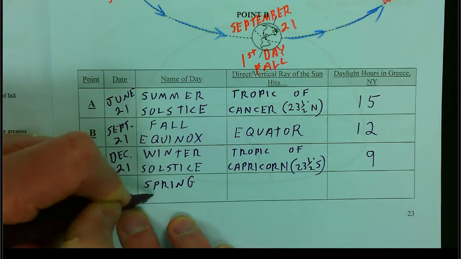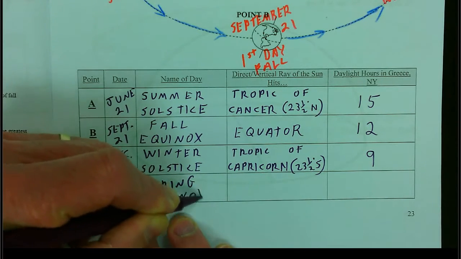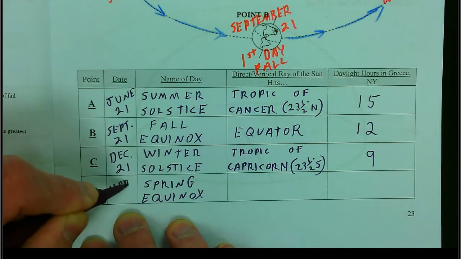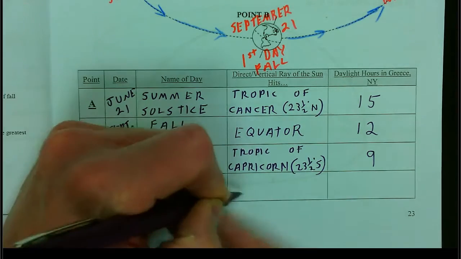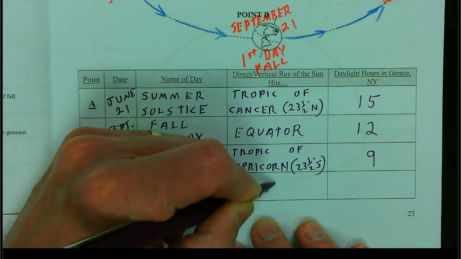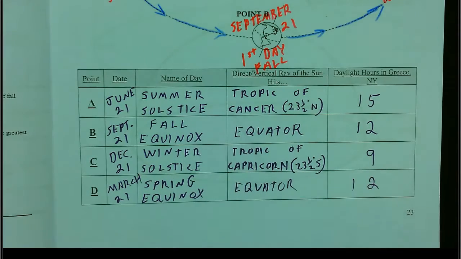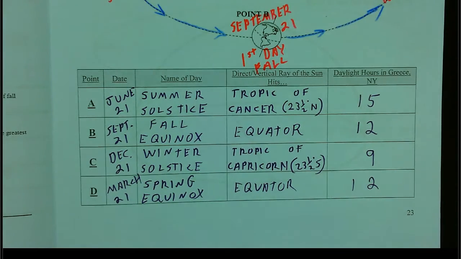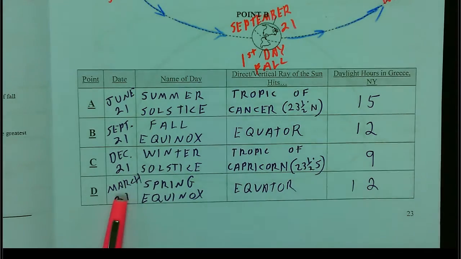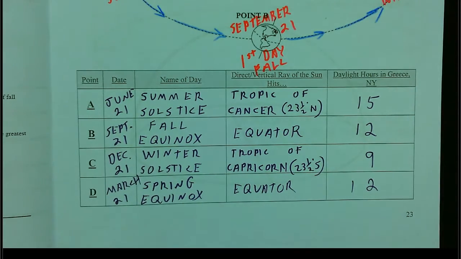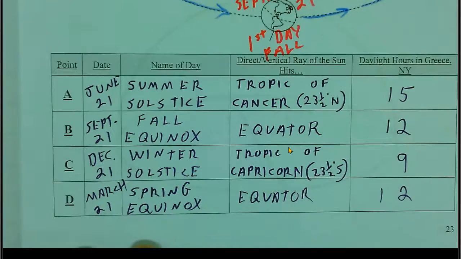The spring equinox, it's March 21st. Direct ray lands on the equator, 12 hours a day and night. Maybe you remember balancing an egg on its end on March 21st. And I said, you can balance an egg on its end today. It's the first day of spring.